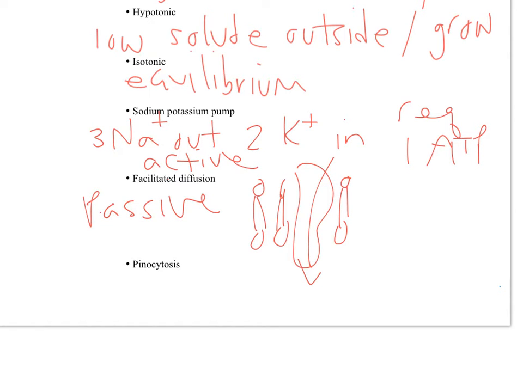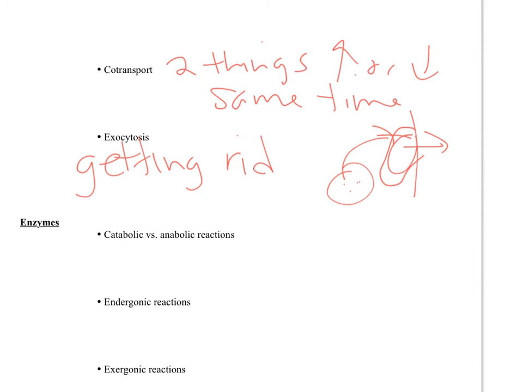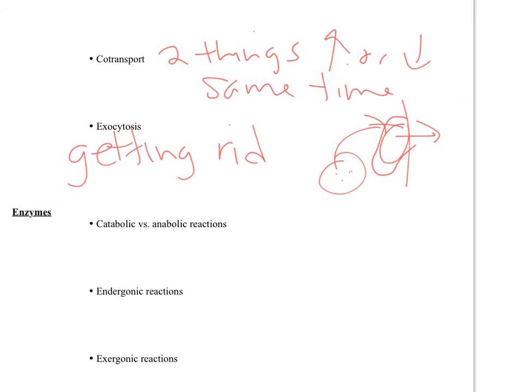All right, pinocytosis is when liquids are going through the membrane into a vesicle and then into the cell. Okay, for the last two, co-transport is when two substances are going into the cell at the same time or out of the cell at the same time. Exocytosis is getting rid of material. Remember, it's in the vacuole or the vesicle. It goes to the membrane, which is right here, and then the vacuole fuses with that membrane and that material leaves out.